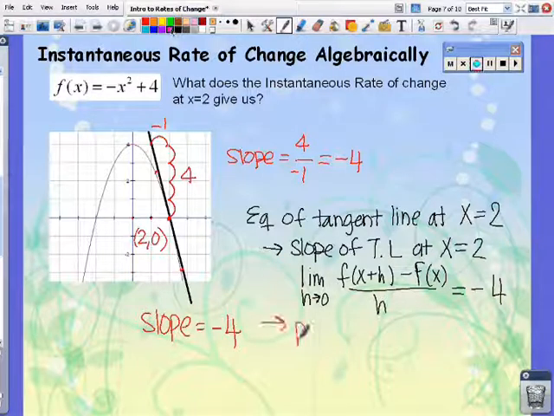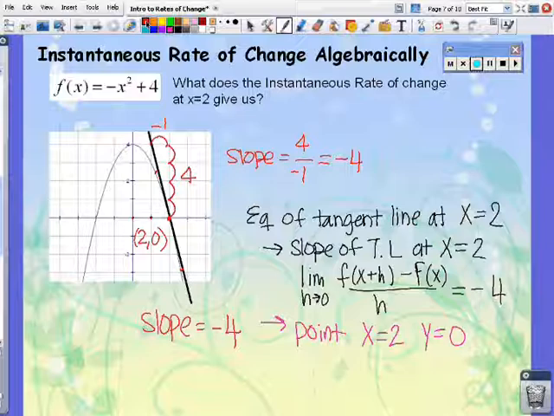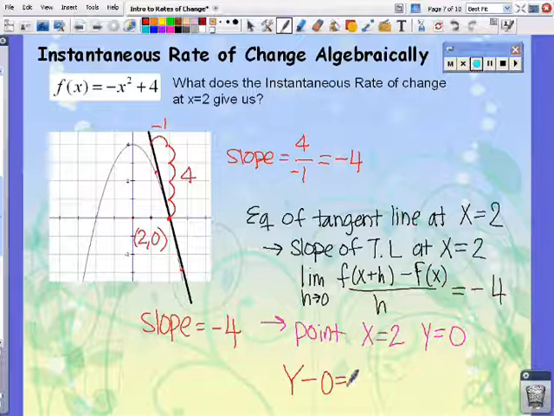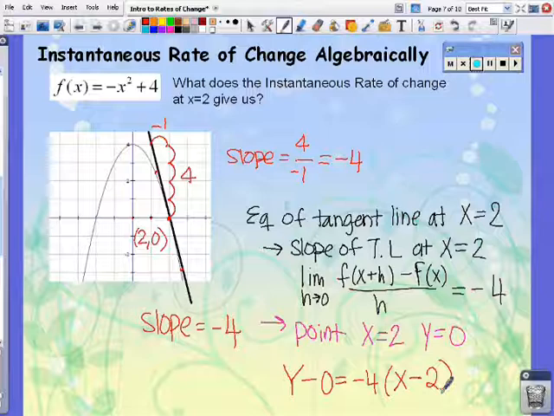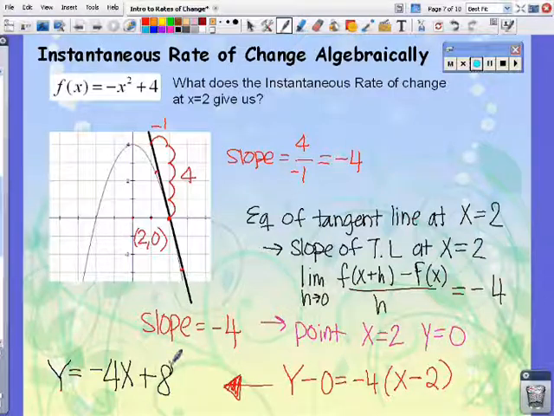That's always the easy part. They gave us x equal to 2. We found that the y value was 0, and therefore, putting those two things together, we find the equation of the tangent line to be y minus 0 is equal to -4 times x minus 2. And if you simplify this to slope-intercept form, it would be y is equal to -4x plus 8. And if you look at this graph, you would see that the y-intercept would be 8, because you would go up 4 more and go to the left one, and you would be at a y-intercept of 8.